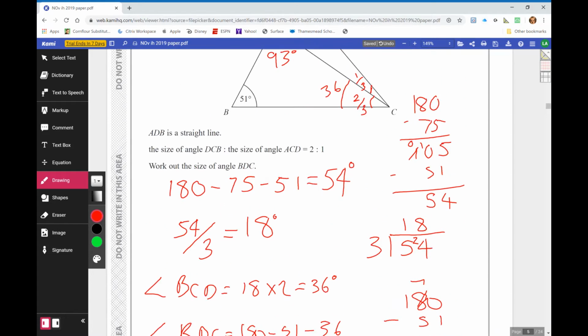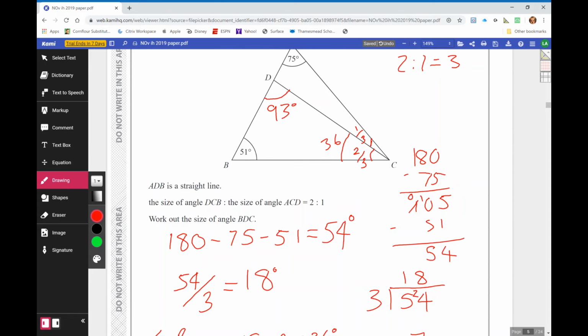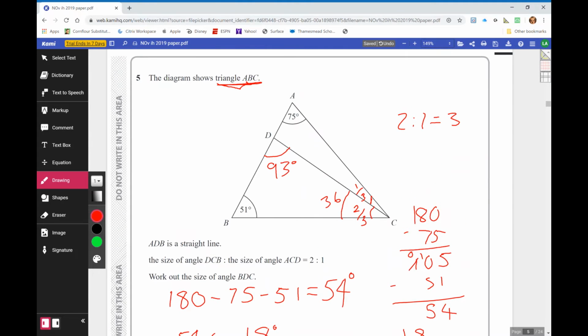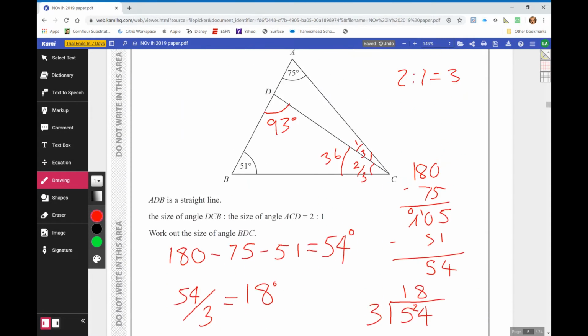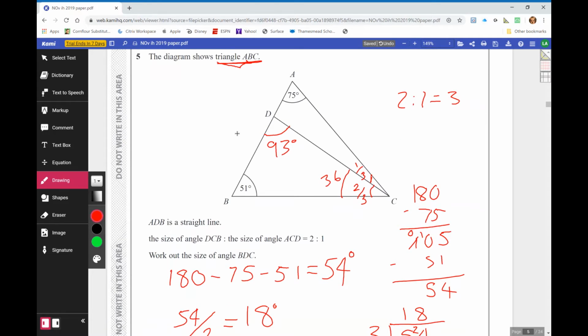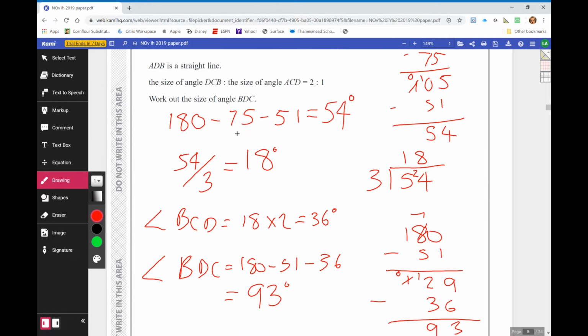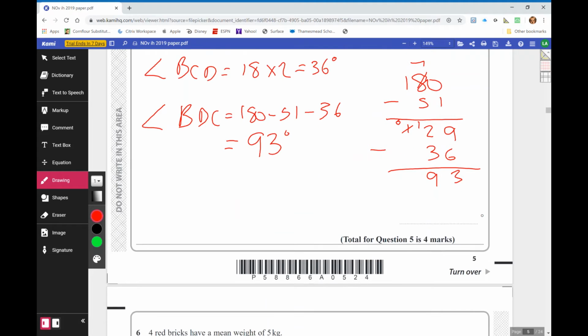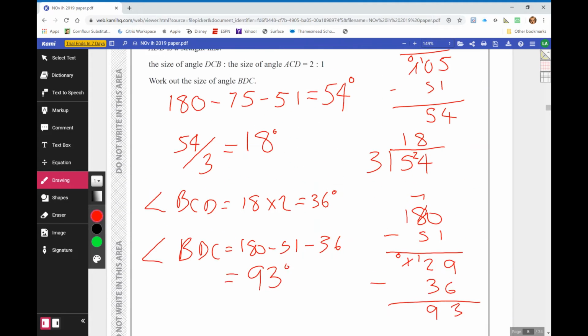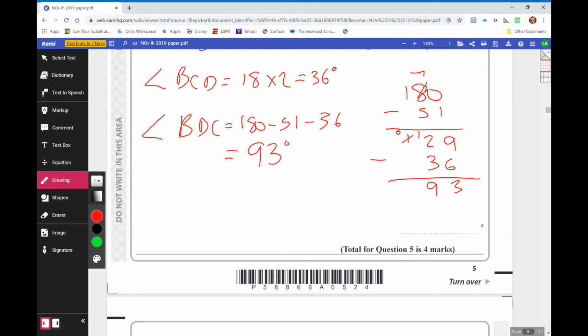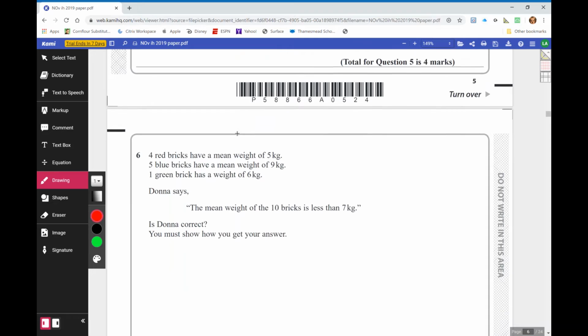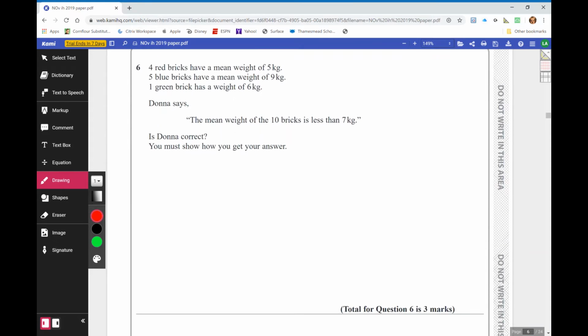Okay, so hopefully you can see where I've got those from. But that's using, they've tested you on using ratio there and angles in a triangle. So it's kind of two things. There's 4 marks available, so quite a few marks actually. But as you can see, there are quite a few calculations that could potentially go wrong there. You do get marks for workings. Make sure you show all your workings on that, because for 4 marks you're going to get some working marks. Okay, question number 6.